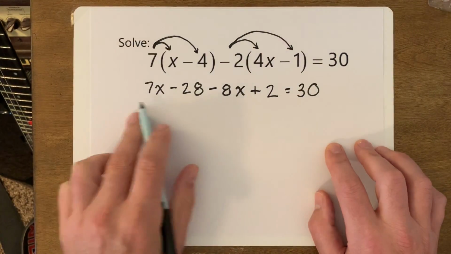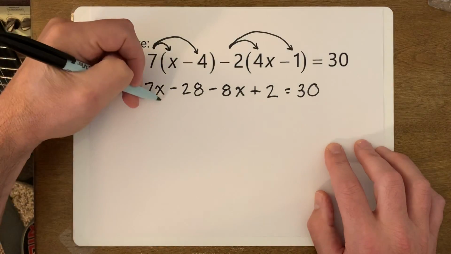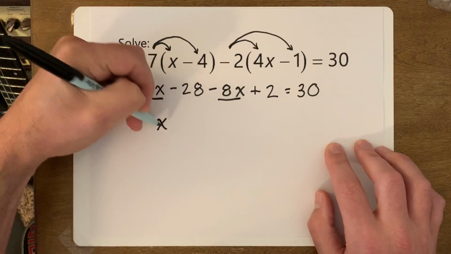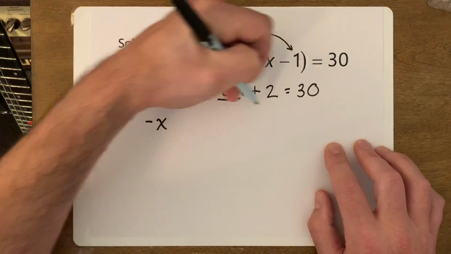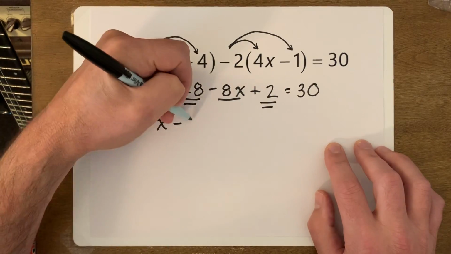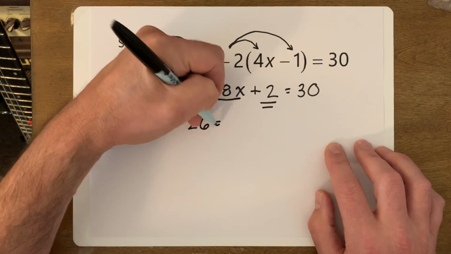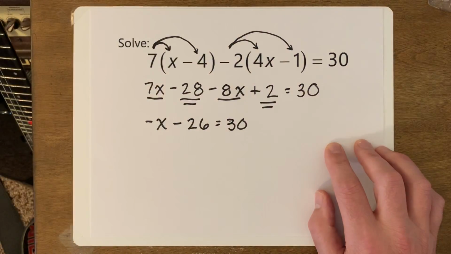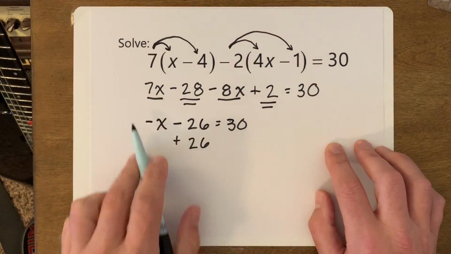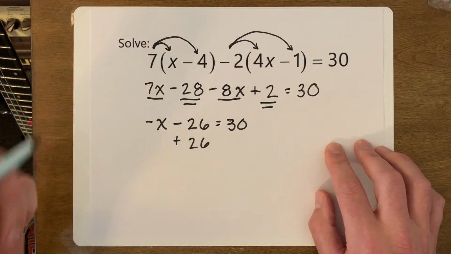And now we can clean up our left-hand side here. I've got a 7x and a negative 8x. That would give me a negative 1x. I have a negative 28 and a positive 2. So that should drop me down to a negative 26 equals 30. Okay, I'm going to add 26 to both sides because this is still a two-step equation because of that negative right there.